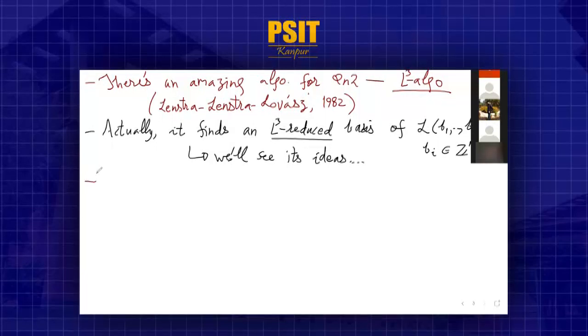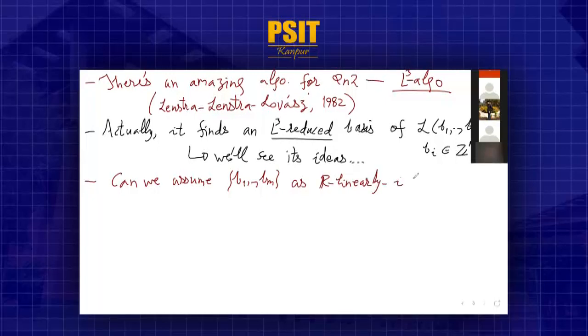So can we assume this B1 to Bm as linearly independent? These integral vectors that you are given, what do you do if they are dependent? Now note that a lattice is not a vector space. So when they are dependent, if Bm is dependent on the previous ones, we cannot just delete Bm, because maybe in integral combinations, it is helping. So this becomes a non-trivial issue.